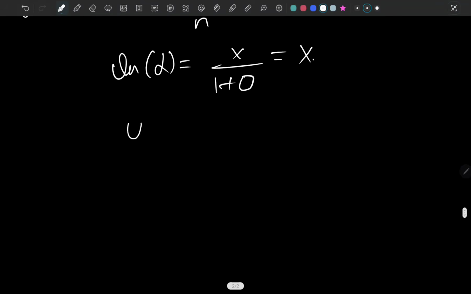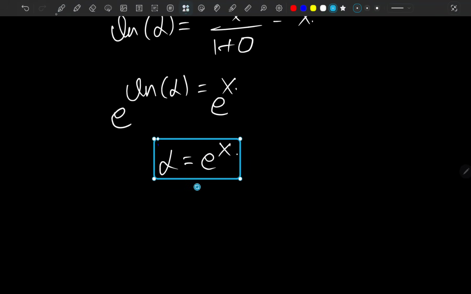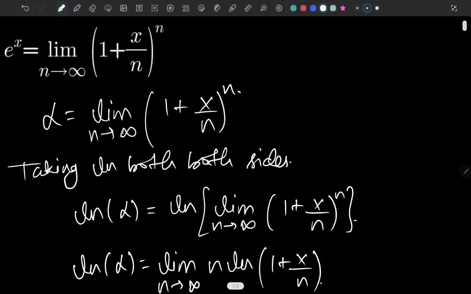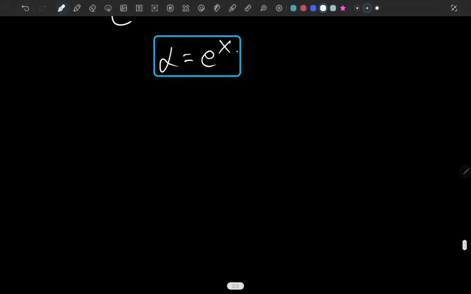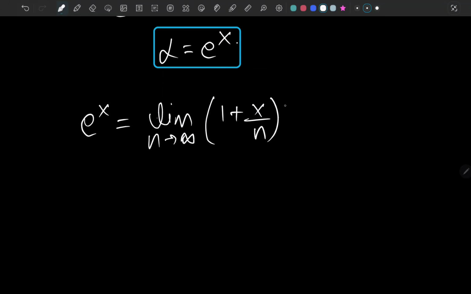So basically we have ln of L equals x, and now taking e on both sides, we get rid of this ln here, as you might know. So we have L equals e to the x, and hence, the limit that we began with, that we assumed earlier, equals this one. So let me just write down that limit along with the representation of e to the x, like that. So it's limit n tends to infinity of 1 plus x over n to the n.